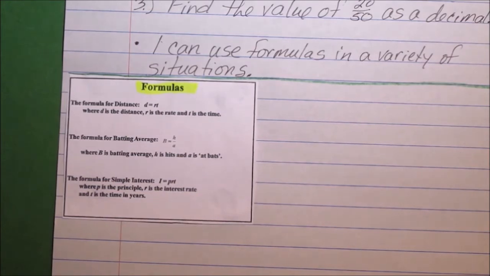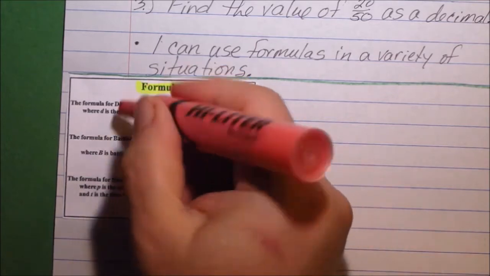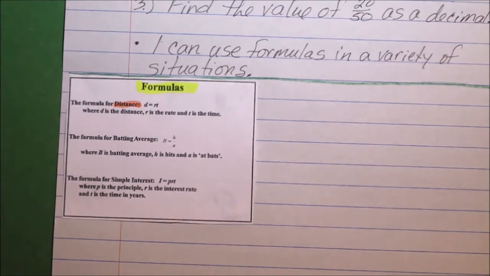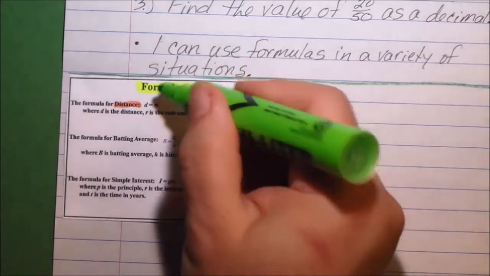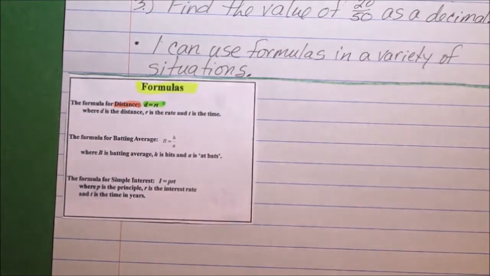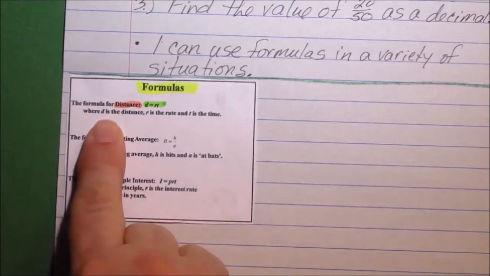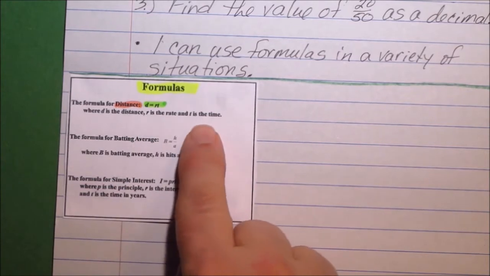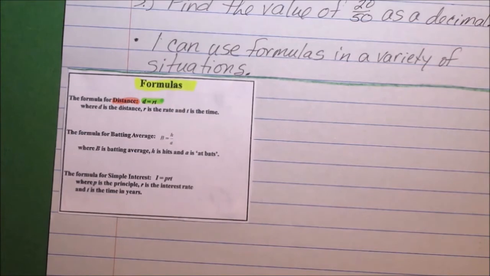The first one is called the formula for distance, and this is one that you'll wind up memorizing because you'll use it a lot. All right, so I'm just going to, with my pink highlighter, highlight distance. That's what we've got here. And then with my green one, I'll highlight the actual formula. D equals R times T. The D stands for the distance, how far something is traveling. R stands for the rate, that's how fast it's traveling. And T stands for time, that's how long it was traveling for. Right? We'll go over that quite a bit.